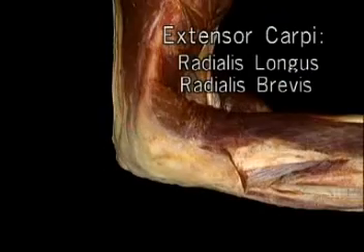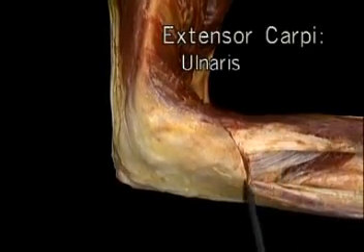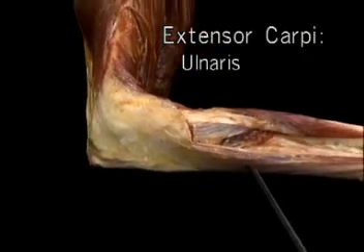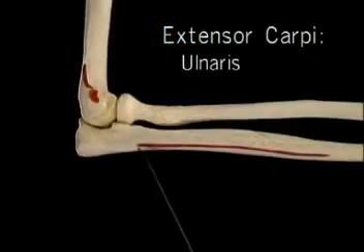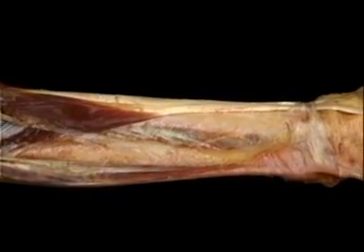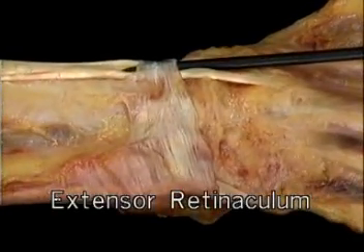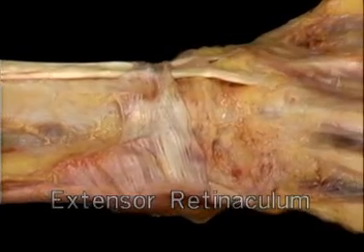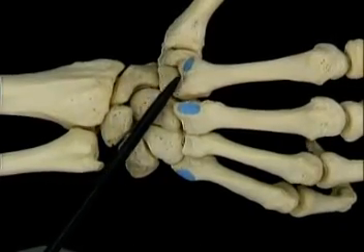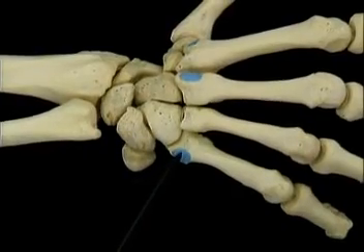They all arise together from the epicondyle and from this common extensor tendon. Extensor carpi ulnaris arises from the lateral epicondyle. It also has an ulnar head, which arises from this border of the ulna. As the extensor tendons cross the back of the wrist, they pass under this structure, the extensor retinaculum, which acts as a pulley. Extensor carpi radialis longus and brevis are inserted on the bases of the second and third metacarpals. Extensor carpi ulnaris inserts on the base of the fifth metacarpal.